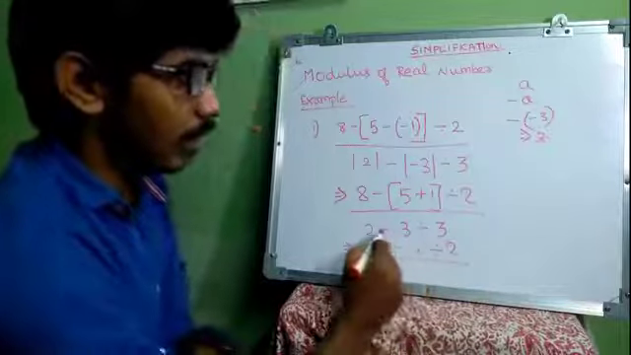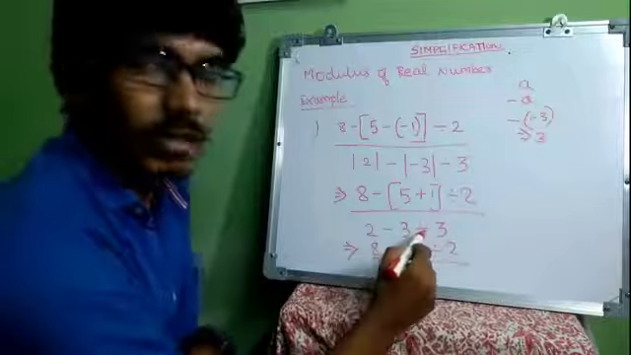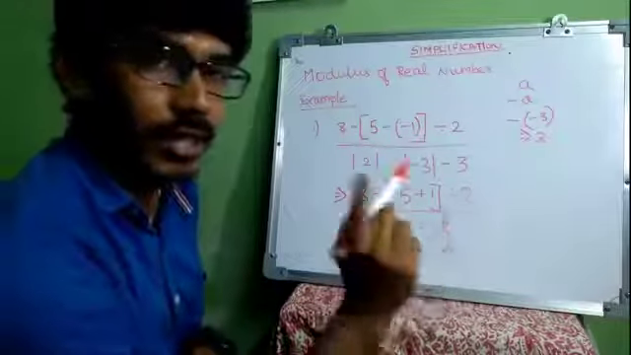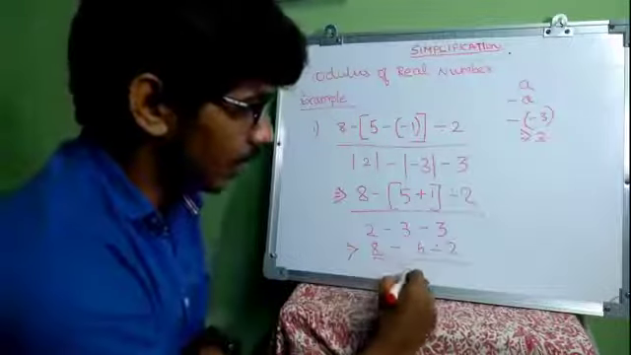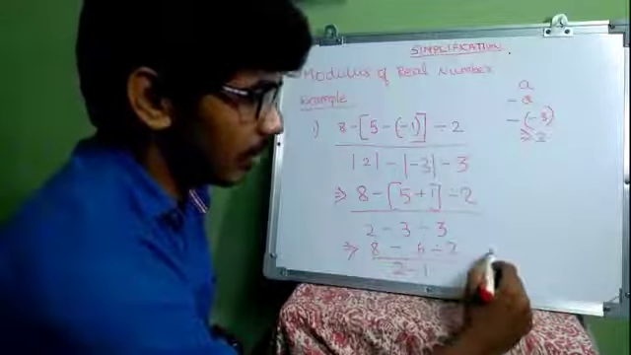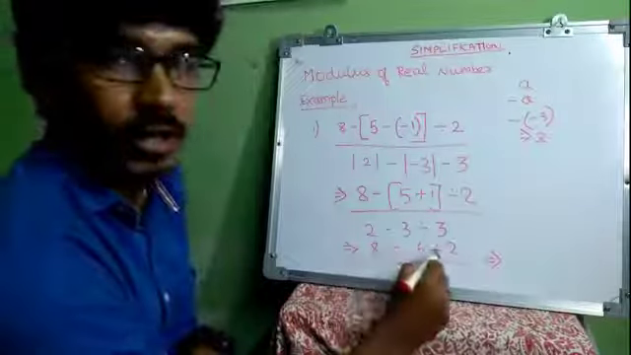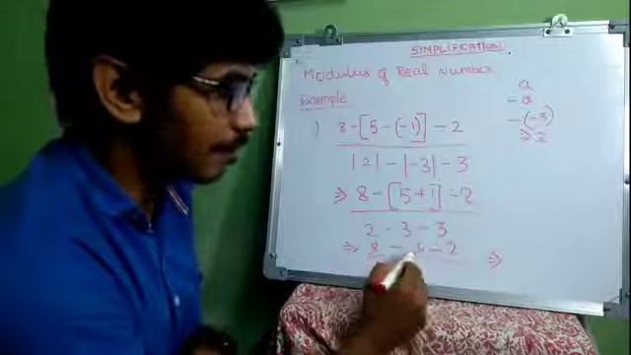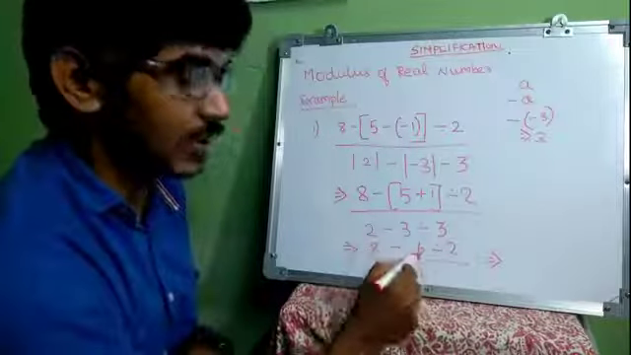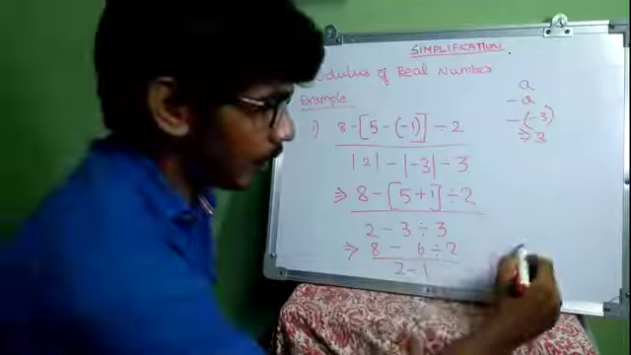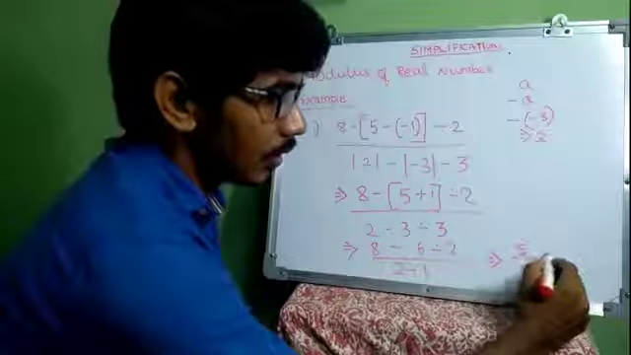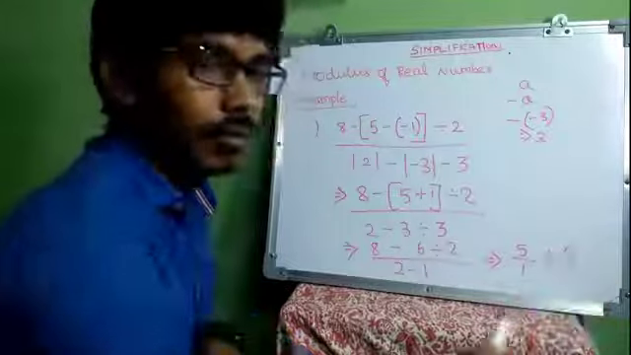4 divided by, here also, here minus, here division. According to BODMAS, you should first solve the division. Okay. 3 divided by 3 equal to 1. Then 2 minus 1. Is it clear? Here also minus and division, so you should give preference to division. 6 divided by 2 equal to 3. 8 minus 3, 5. 5 divided by, here, 2 minus 1, 1. 1. Then the answer is 5.